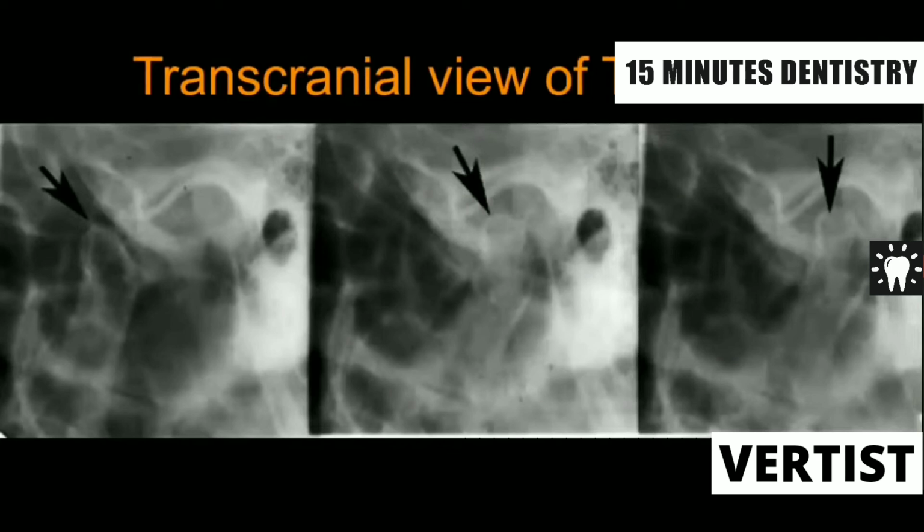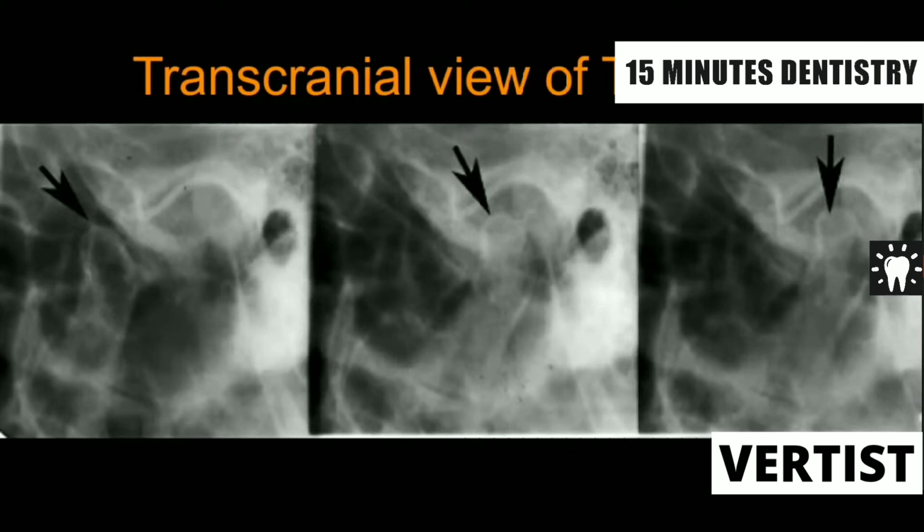Three TM joint views. That is a specialized radiographic technique for the TM joints. One is the transcranial, another is the transpharyngeal, and the third is the transorbital. Whenever the X-rays are passing through the cranium, we call it transcranial. X-rays passing through the oropharynx, we call transpharyngeal, and X-rays passing through the orbit, we call transorbital.